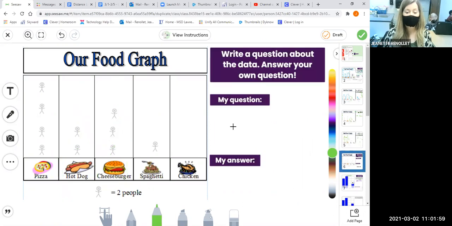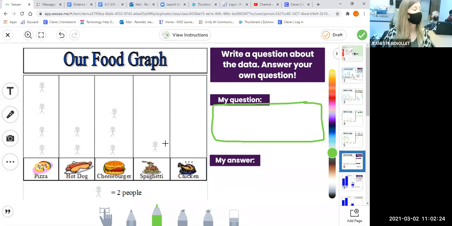I want you to go to slide number 6, and I want you to think of a question you could ask about this graph. Your voice is off. Think of a question you could ask about this picture graph. I want you to type your question into the blank. You have 1 minute to think of a question that you could ask about this graph.